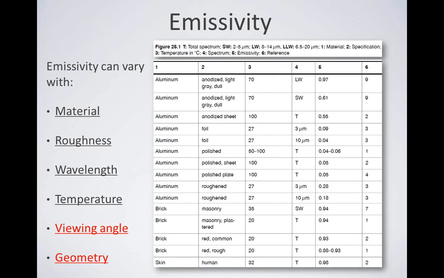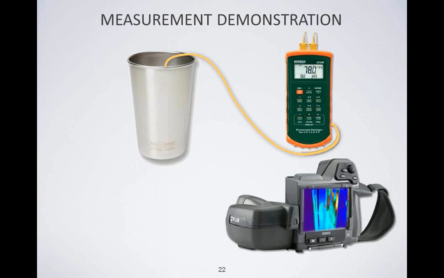In summary, we've learned from a study of the emissivity table that emissivities can vary with material, surface roughness, wavelength, and temperature. Additionally, emissivity can vary with camera viewing angle to the target and the target surface geometry. But what if you cannot find your material in a table? Or what if you require your specific emissivity for your specific conditions? There are methods available for determining emissivity. We will uncover some of these in a demonstration that follows.